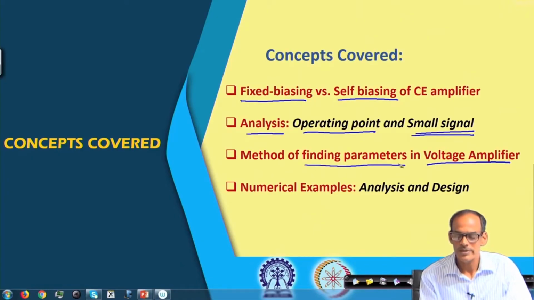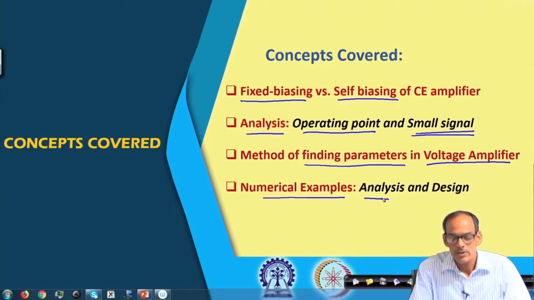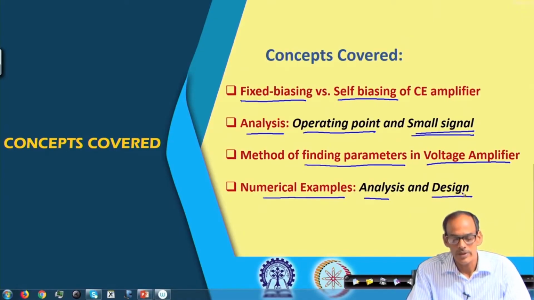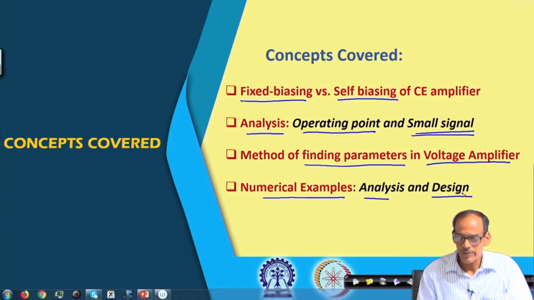As a methodology we will discuss this with an example, and then subsequently we will discuss two numerical examples. Under the numerical examples we will have analysis for a given design, to find the numerical value of gain and operating point, of course, and then we will give some design guidelines for achieving some performance of an amplifier. So, this is what we will be covering today.